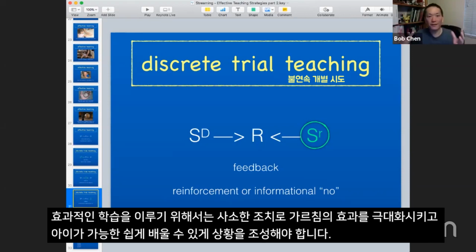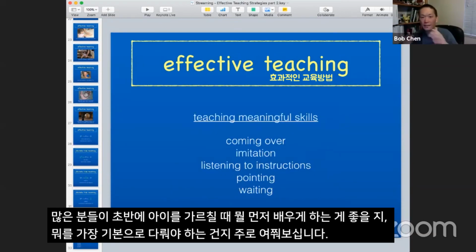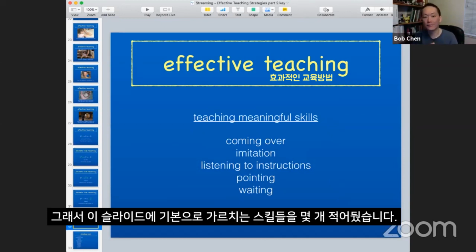So when we talk about effective teaching, it's all these small little things that you do that enhance the teaching situation, that make the teaching as easy as possible for the child to learn. Usually there's a lot of questions about, well, what do you do at the very beginning of teaching? Like, what are the most basic skills that you're talking about? And so we're going to cover a few of those things here.